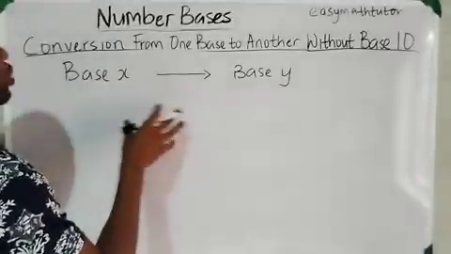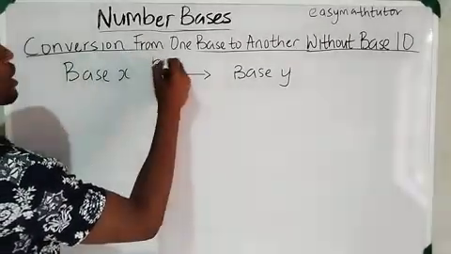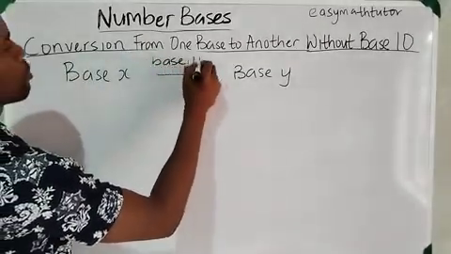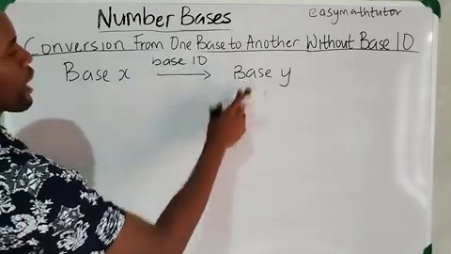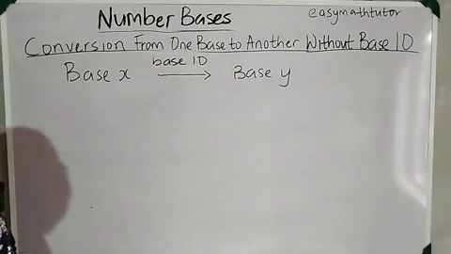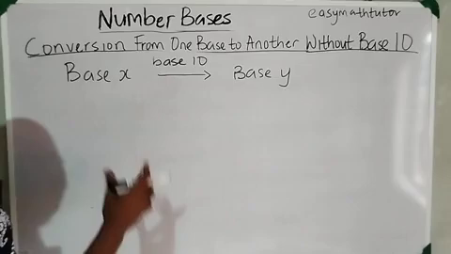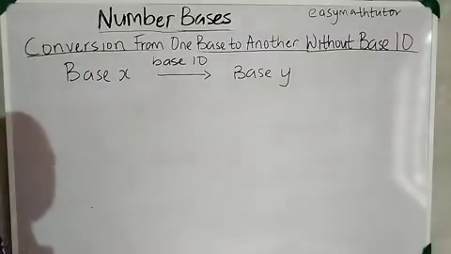Well, the general thing we do is we always move from base x first to base 10, and then we move from base 10 to base y. This means that if you are to convert between two bases where base 10 is not involved, you have to introduce a conversion to base 10 in the middle. That will help you to then convert to the required base. We will solve some examples to make this explanation clearer.